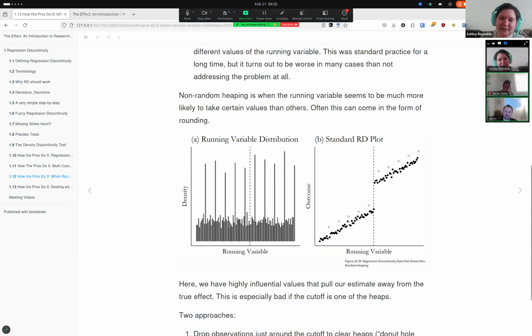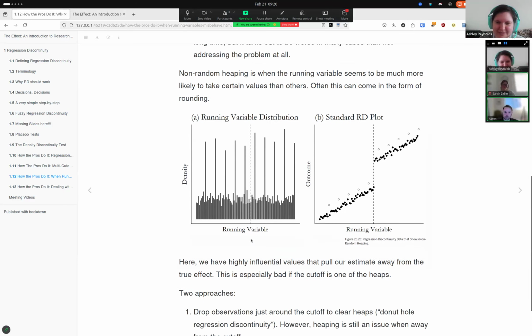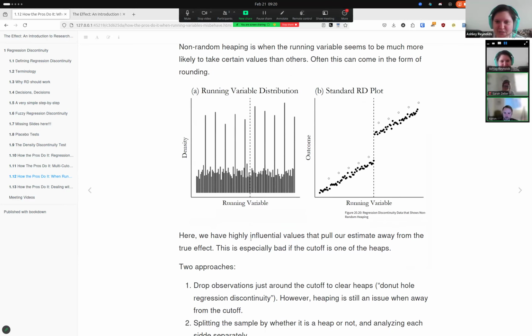So let's pick a more normal example. You might have some weights of 82, 83, 63 kilograms, and then all of these little peaks are the round numbers. So people are reporting their weights as 80, 85, 90, 95. What this will do if we have this non-random heaping is that we will get really highly influential values that are going to pull our estimate away from the true effect.